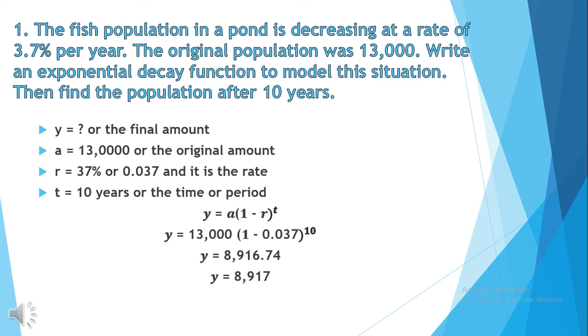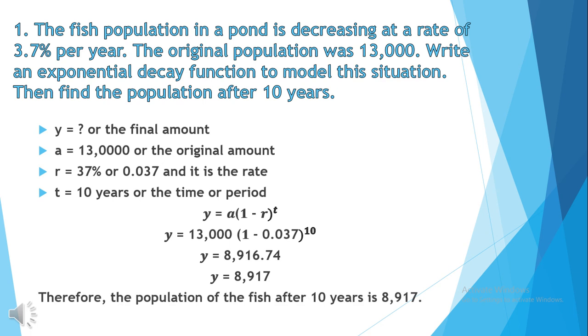And by doing the PEMDAS, our final answer is y equal to 8,916.74 or 8,917. Therefore, the population of the fish after 10 years is about 8,917.